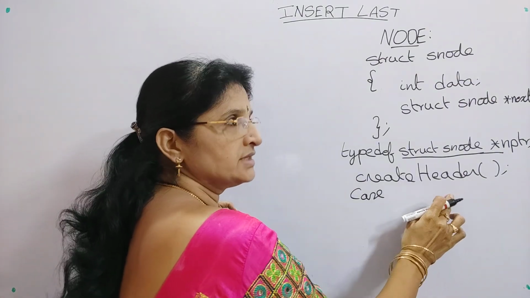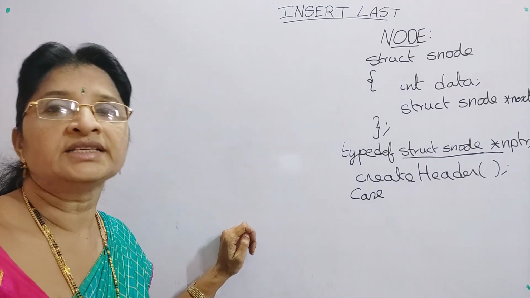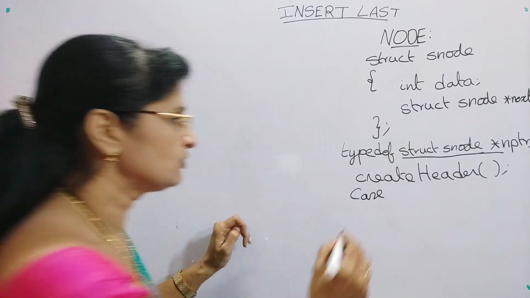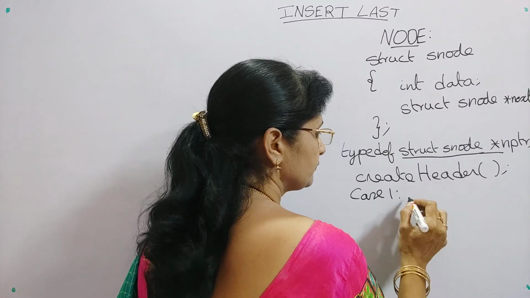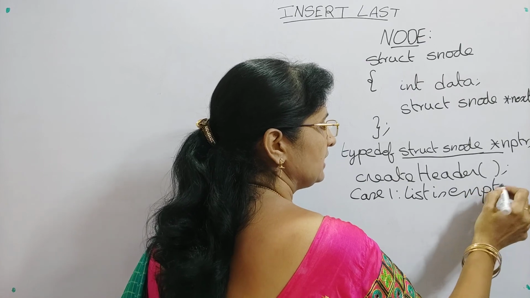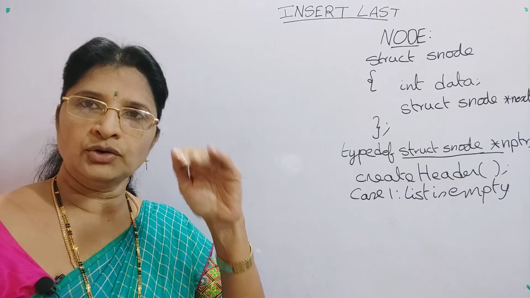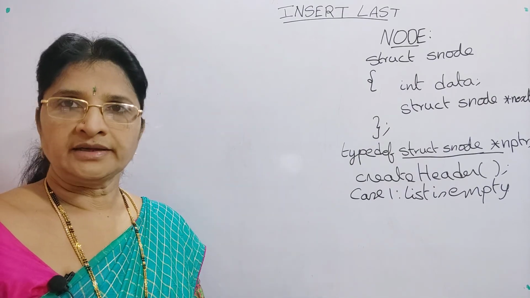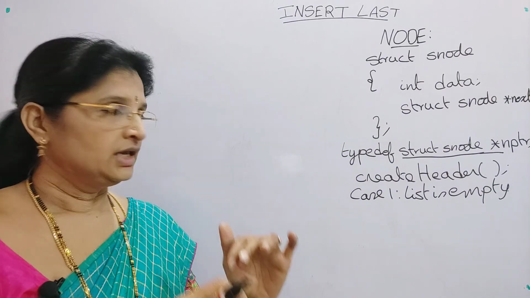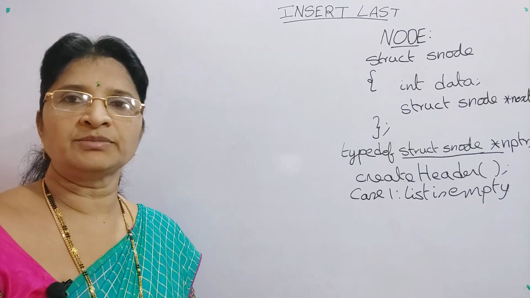Here the list is empty. That indicates that our list has no nodes in it. So case 1 is: the list is empty. If the list is empty, even though we want to insert the node at the last, this is the first node that we are going to insert into our list. So even though it is the last node, it itself becomes the first node also.